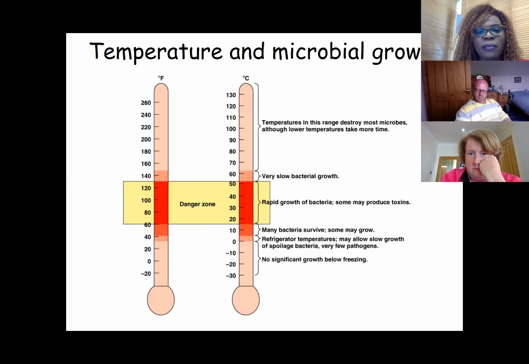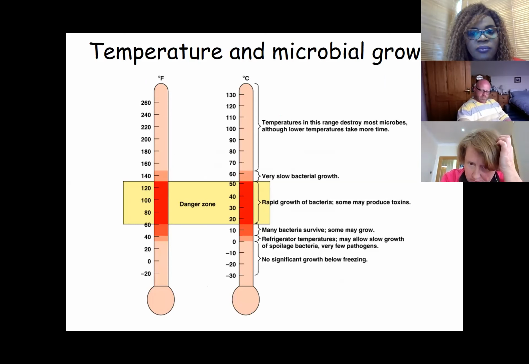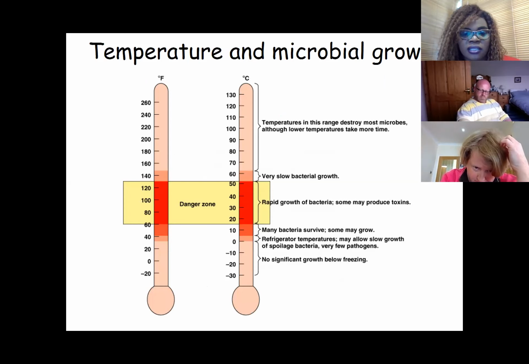Okay, so temperature and microbial growth. Above 63 degrees, temperatures in this range destroy most microorganisms, although lower temperatures take a longer time. So the higher the temperature, the less time you need to kill them.